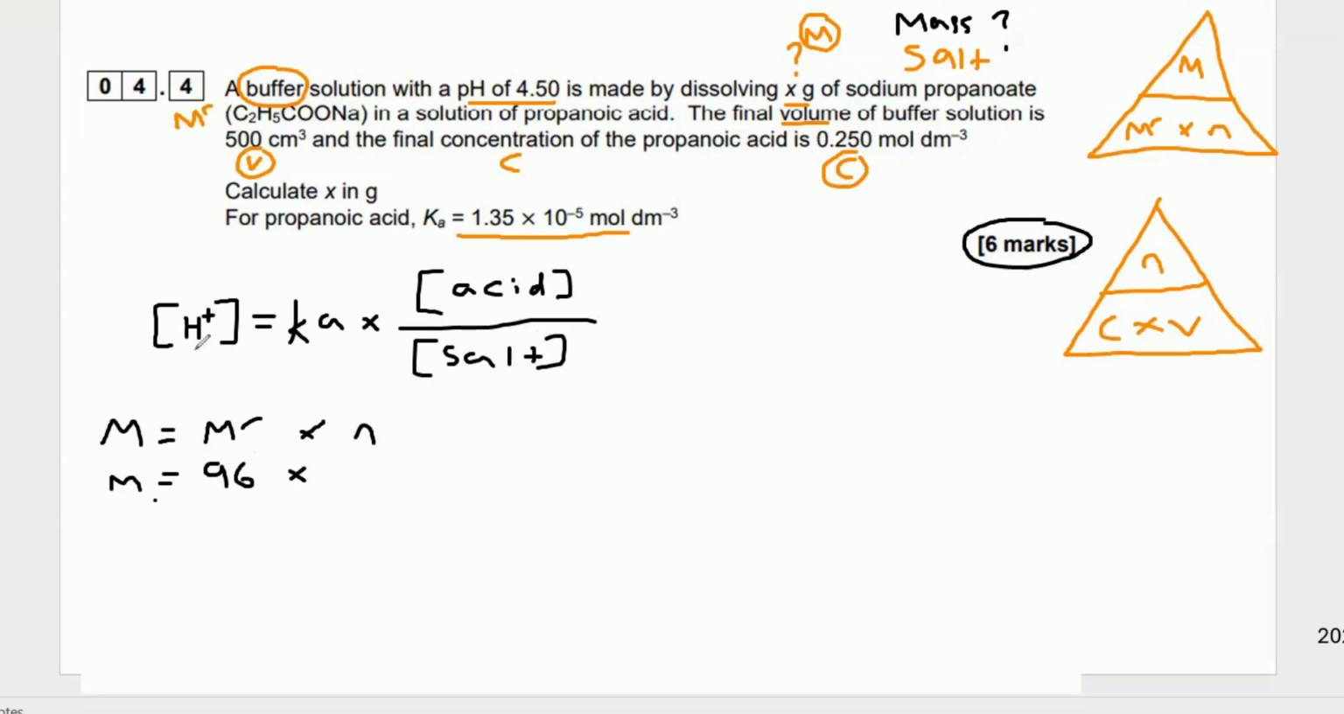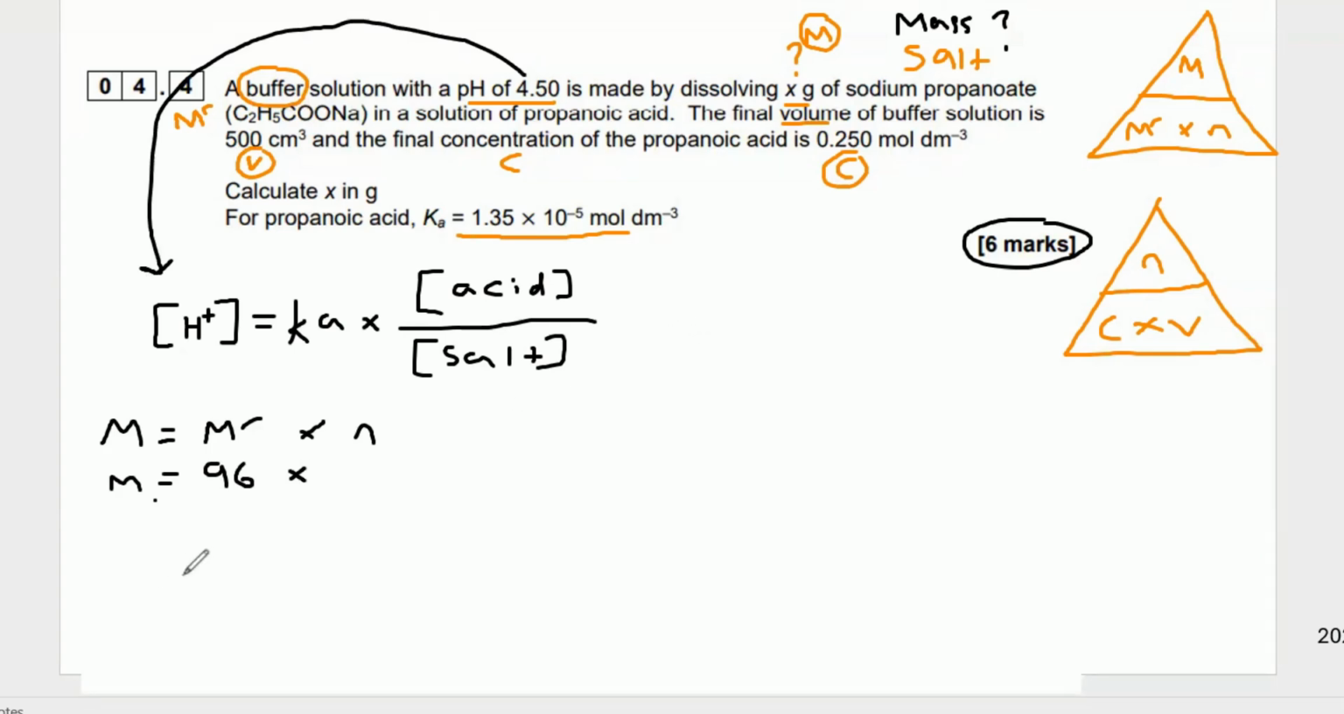We're going to have to rearrange this equation to make the salt the subject, right? So I can find the concentration of the salt. So first of all, we're going to work out the pH here. We've been given the pH 4.50. I can turn that into the hydrogen ion concentration.